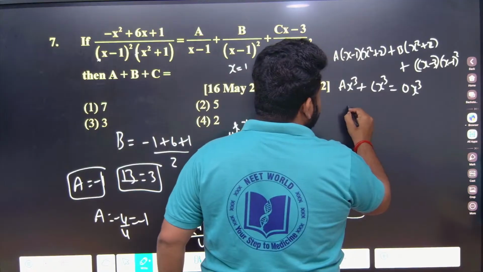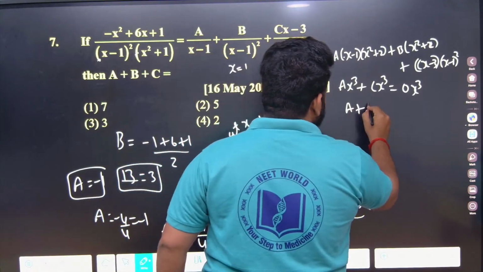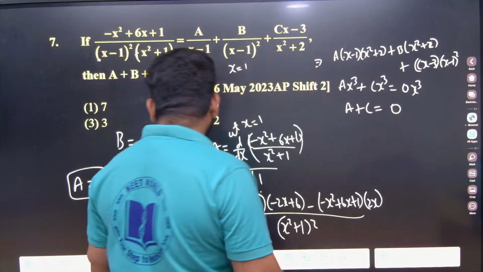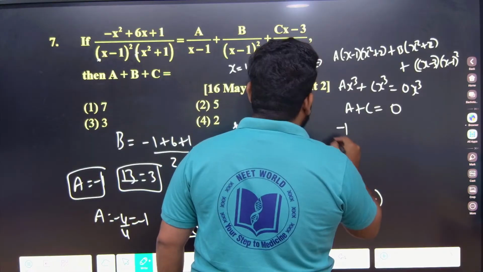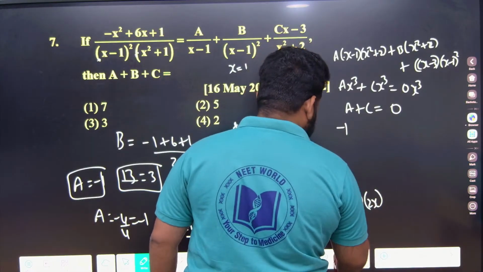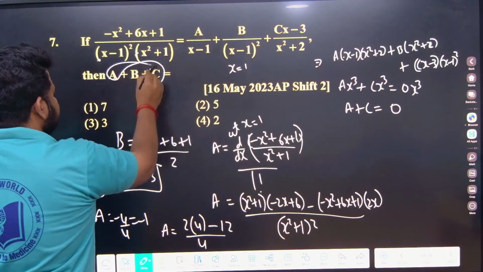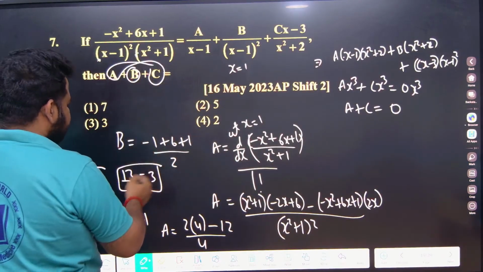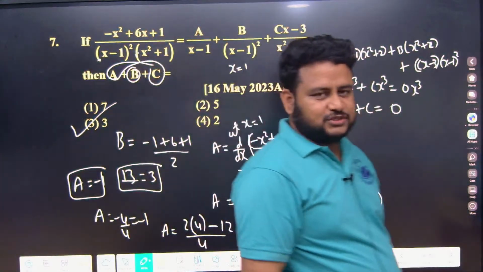So on equating this, what I will get? a plus c. a plus c is equal to 0. What is the value of a, friends? a value is minus 1. Okay, a plus c is equal to 0, so no need to find out, put the values here. a plus c, the value is 0. The only value left is b. So what is the value of b? b is equal to 3. That is, the third option is the right answer.